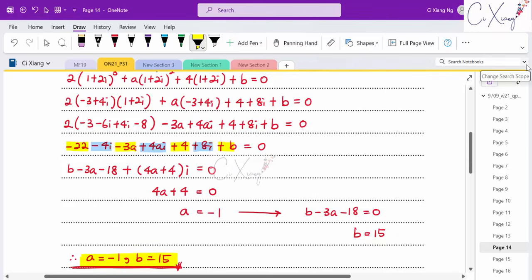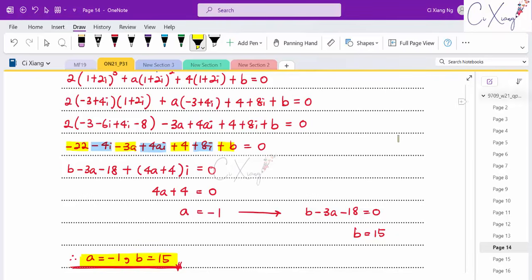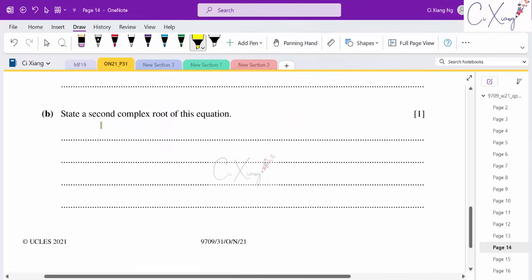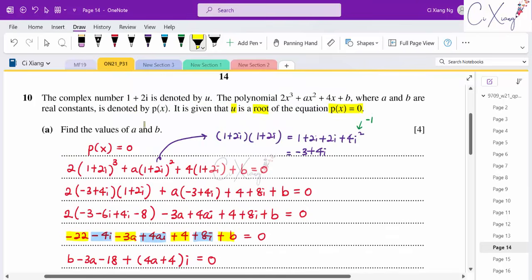Alright, so this is our first part. Let's continue to part number B. Okay, for part number B, they want you to state the second complex root of this equation. Okay, so what's the second complex root? Our first complex root is this one, 1 plus 2i.